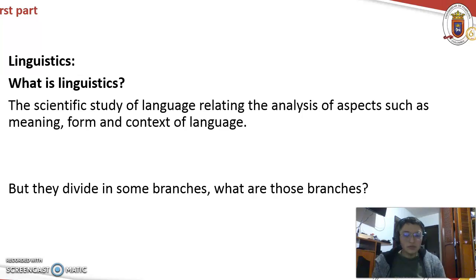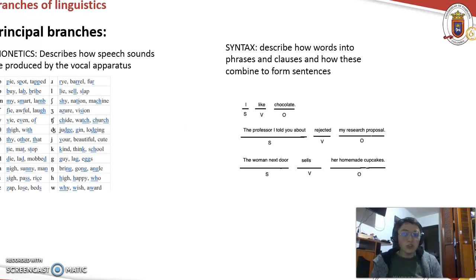What is linguistics? Linguistics is the analysis of aspects such as meaning, form, and context of language, and language is a whole. It's an idiom. In this case, we need to take into account that those aspects are related to branches. We are starting with phonetics, which describes how speech sounds are produced by the vocal apparatus. And how do we identify them? In this case, we have the table of the alphabetical IPA phonetic transcription, and we can see it here.